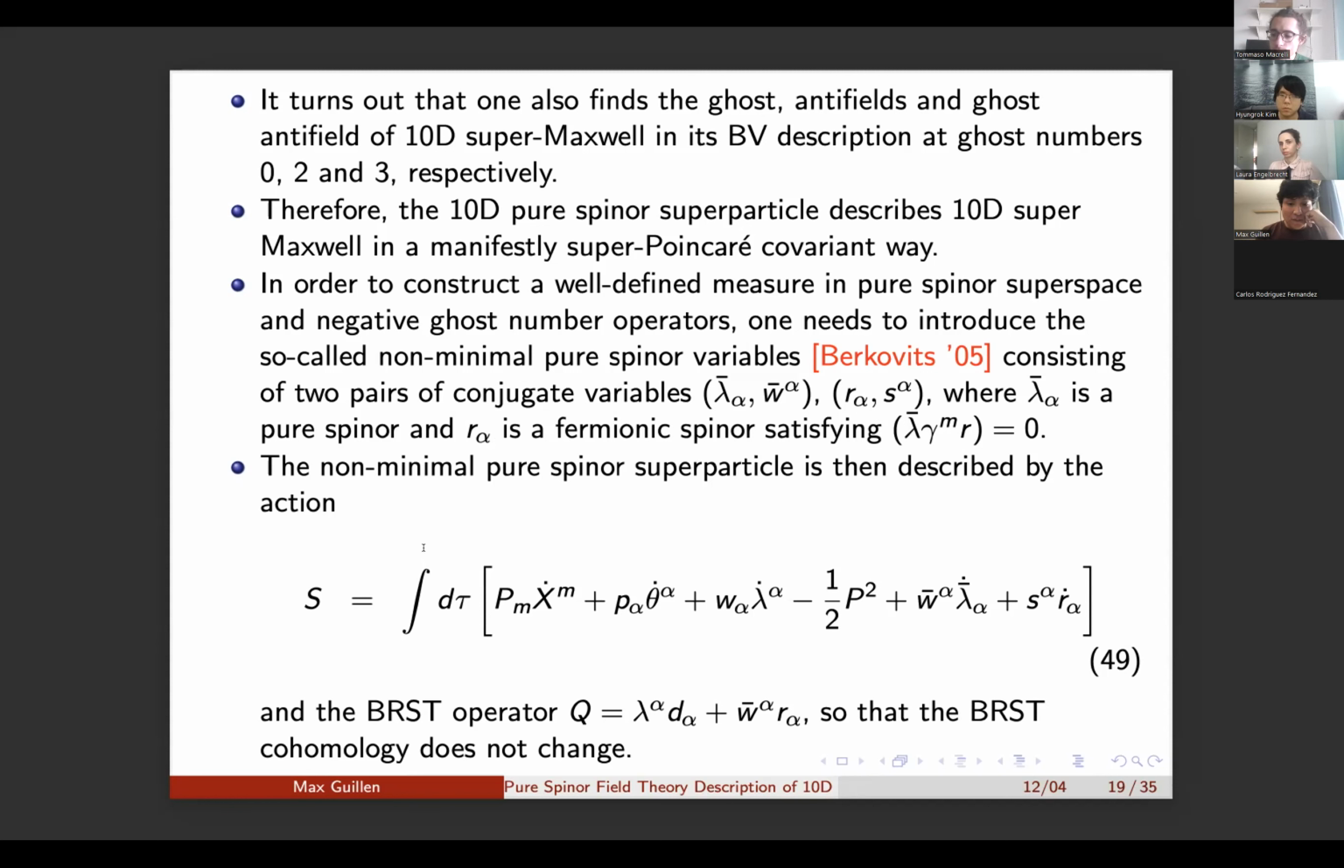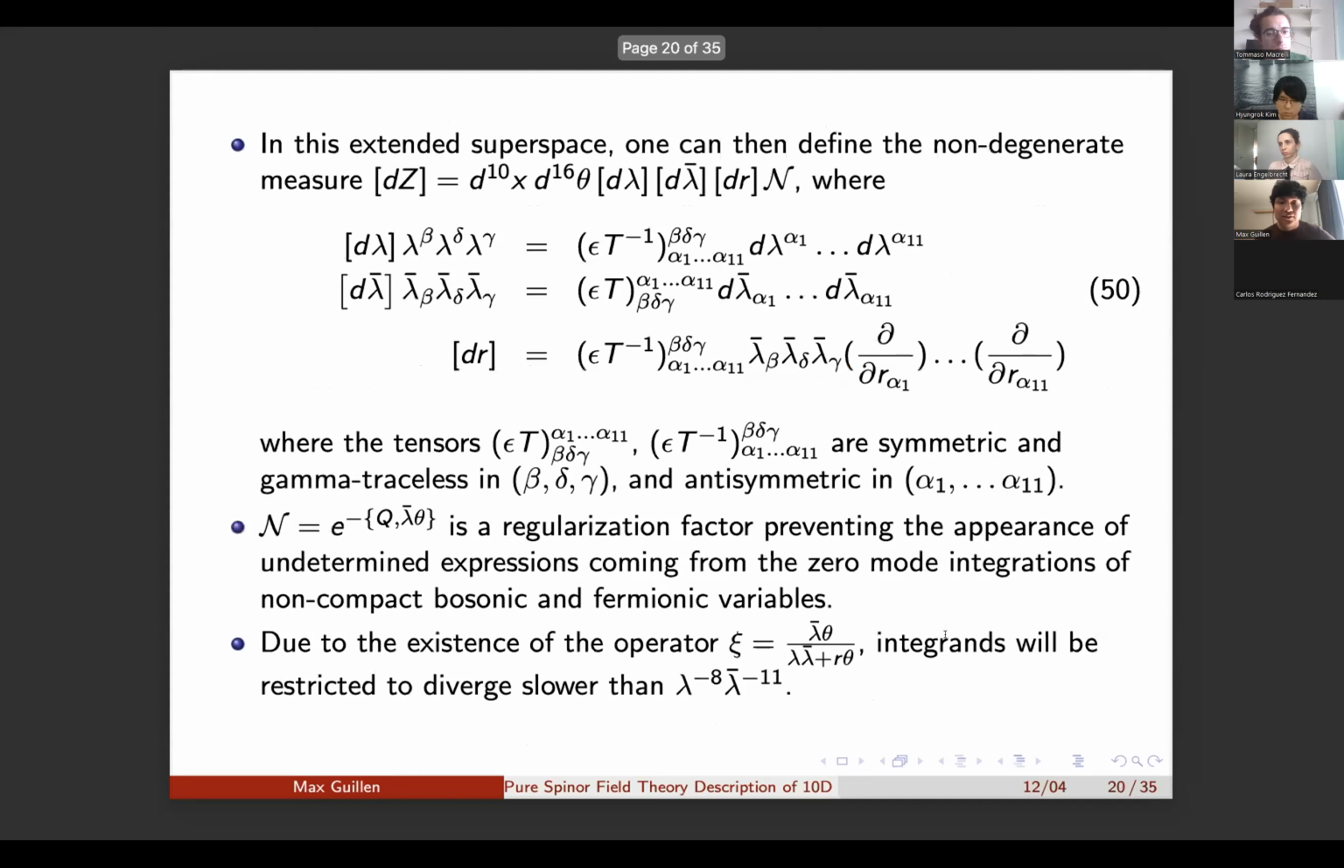Okay, so now we can write the non-minimal pure spinor superparticle. It's given by equation 49, and the BRST operator is written such that we satisfy the quartet argument or the quartet mechanism. And this means that basically the BRST cohomology doesn't change. So the cohomology of the non-minimal BRST operator is the same as the cohomology obtained by the minimal BRST operator, just with lambda alpha d alpha as in my previous slides. So that means that the whole non-minimal pure spinor superparticle is also described by 10-dimensional super Maxwell.